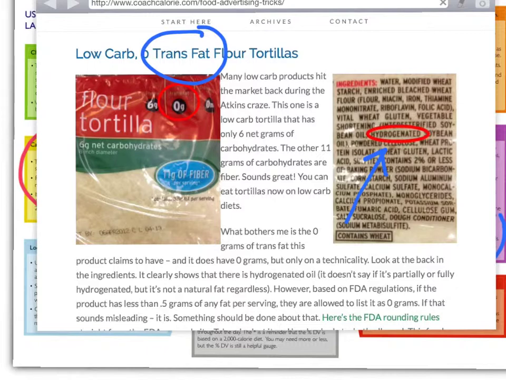Or like the article says here, based on FDA regulations, so Food and Drug Administration in the United States, if the product has less than 0.5 grams of any fat serving, they're allowed to list it as zero. So misleading, it does have trans fat, but because it's less than 0.5 grams, they can actually advertise it as being zero fat, which is kind of scary that they could do that.